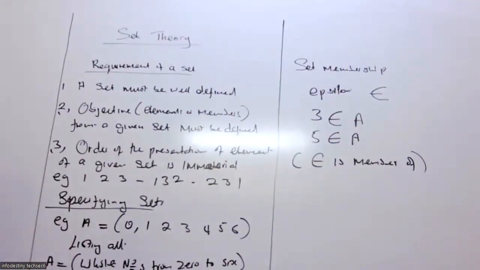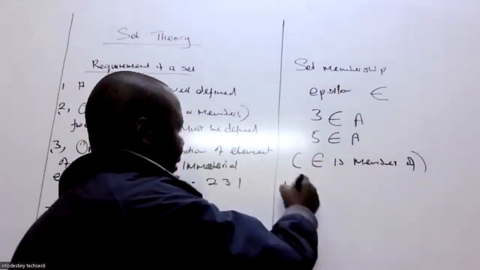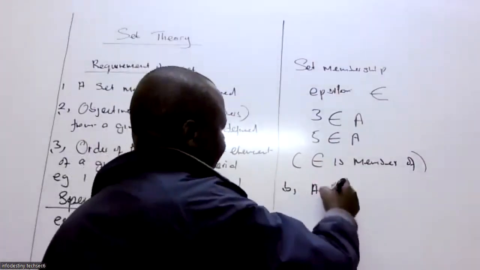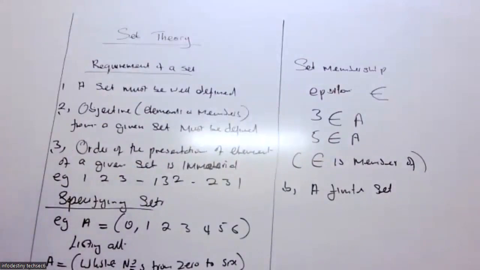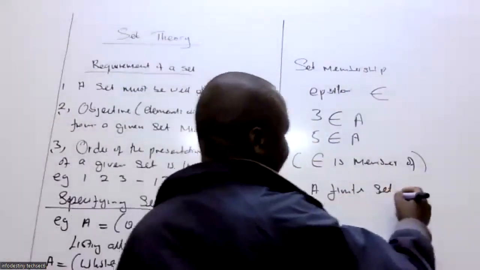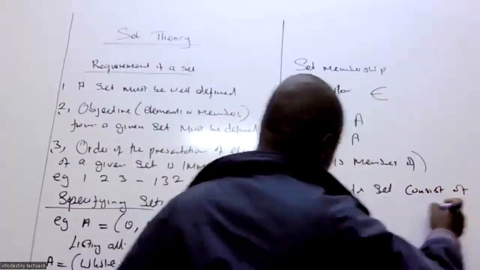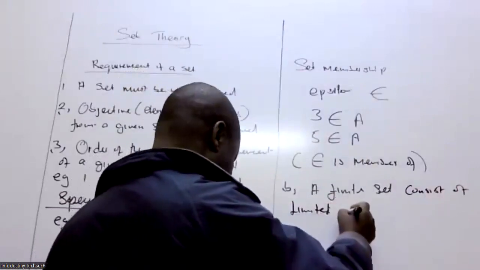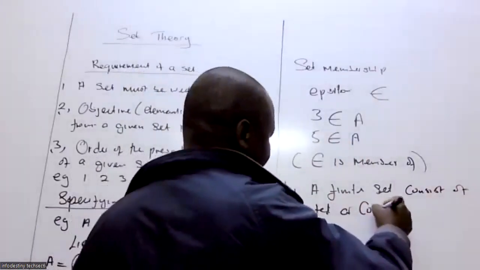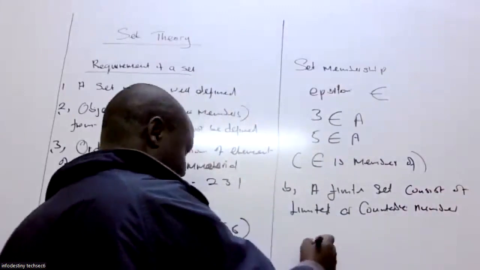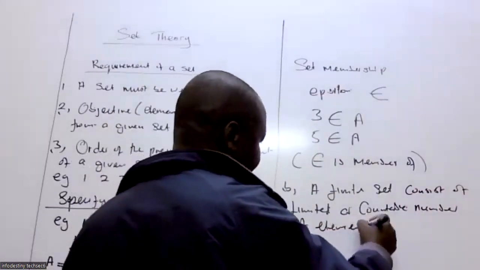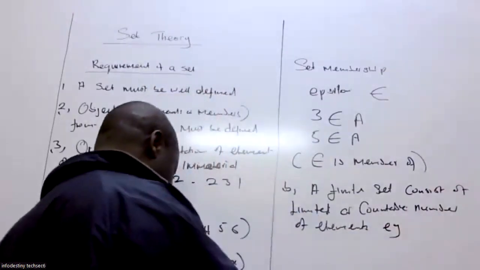Now the next we go to B, the finite set. When we talk about a finite set, it simply means that the particular set consists of a limited group. A finite set consists of a limited or countable number of elements. E.g., you can see A has seven members.